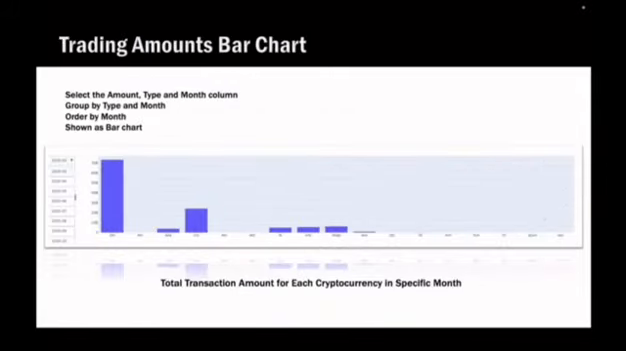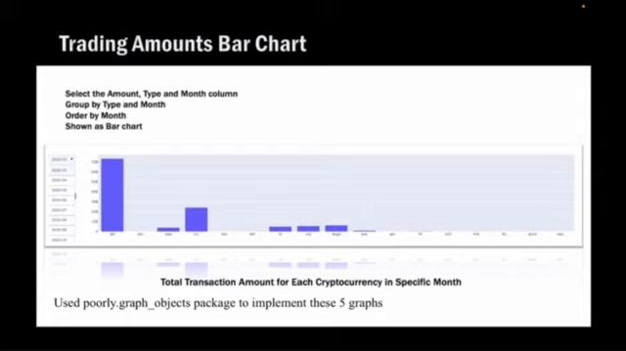This bar chart shows the total transaction amount for each cryptocurrency in a specific month. The above shows the data and main steps we need to make this bar chart. We first need to select the amount, type, and month in the dataset, group them by type and month, order them by month, and then we can use this data to create a bar chart.